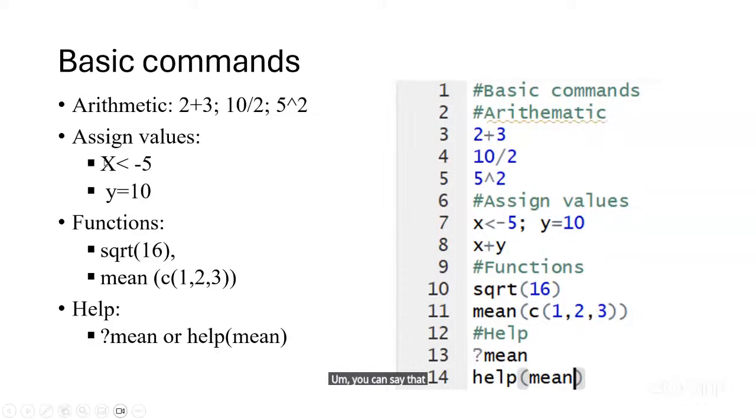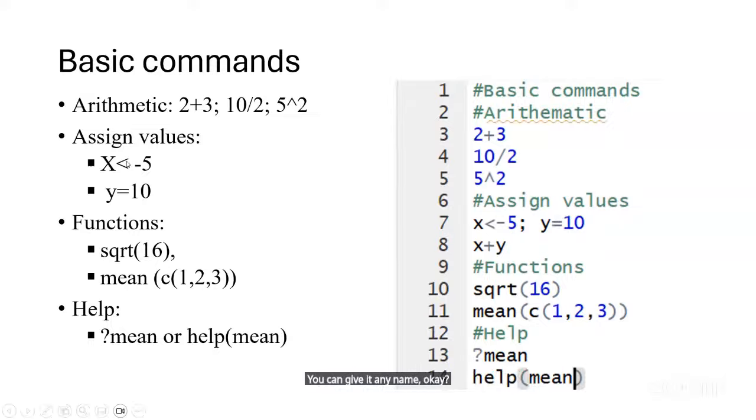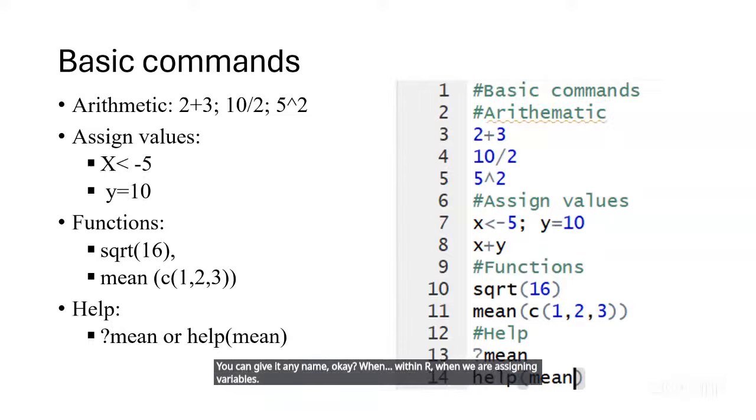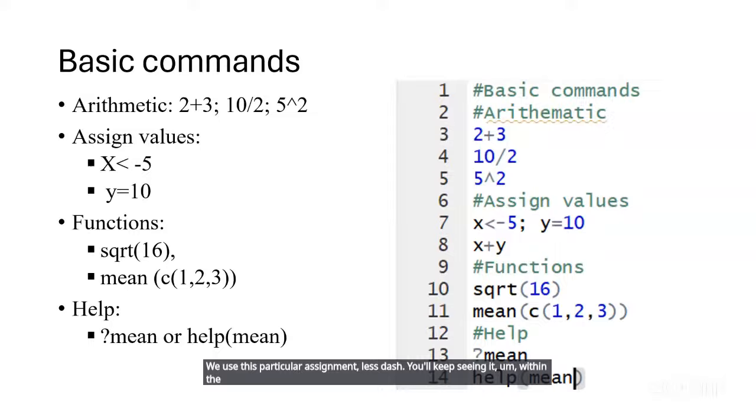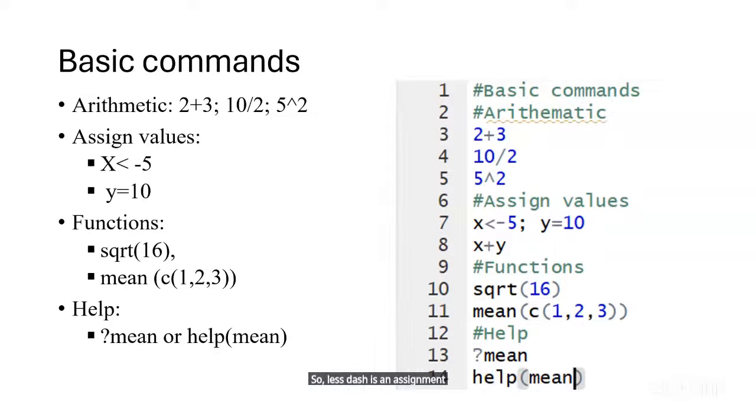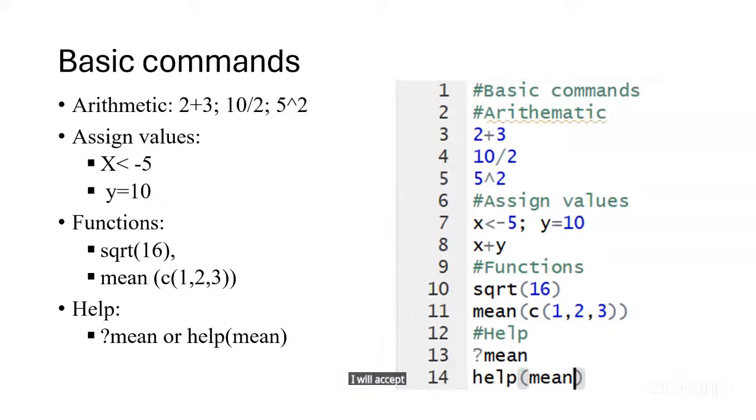You can say that my x can be my variable. If you don't want to refer to it as x, you can call it maybe age. You can give it any name. Within R, when we are assigning variables, we use this particular assignment operator, less-than dash. You keep seeing it within the different sessions. So less-than dash is an assignment operator. But in case you don't want to use the less-than dash, you can as well use the equal sign. R will accept that. So you assign and say, okay, my X variable is 5, my Y is 10. The moment you assign a variable, it is stored within the R environment.